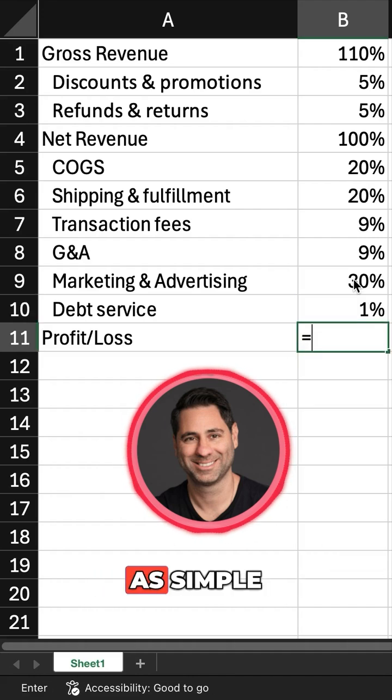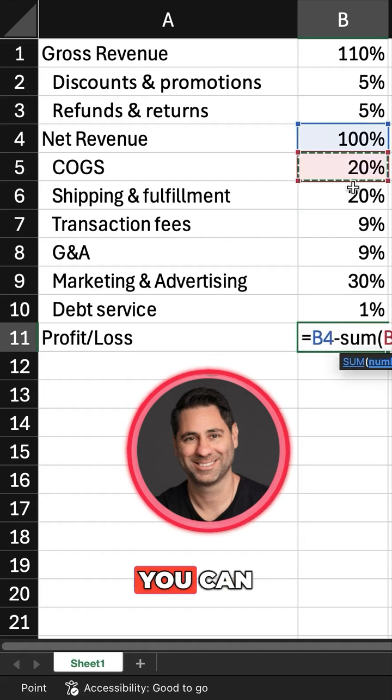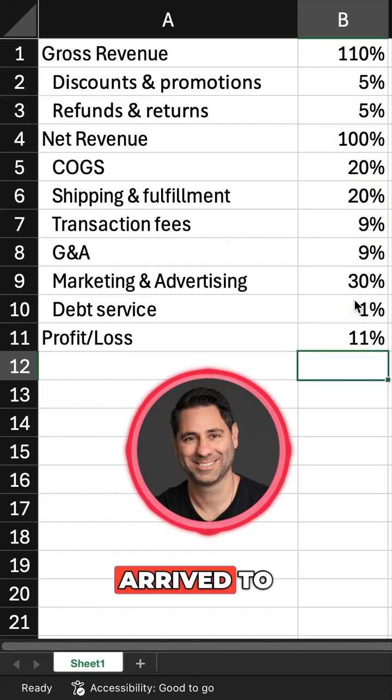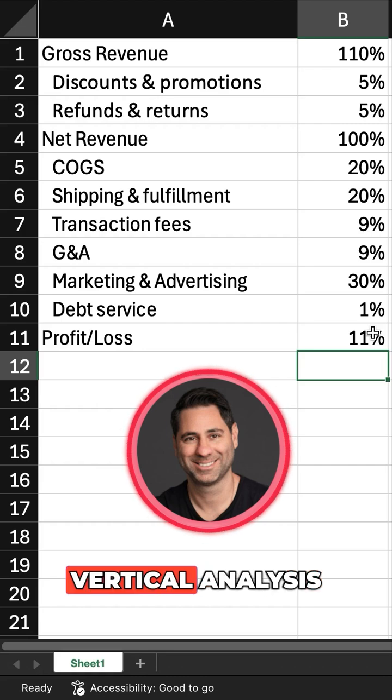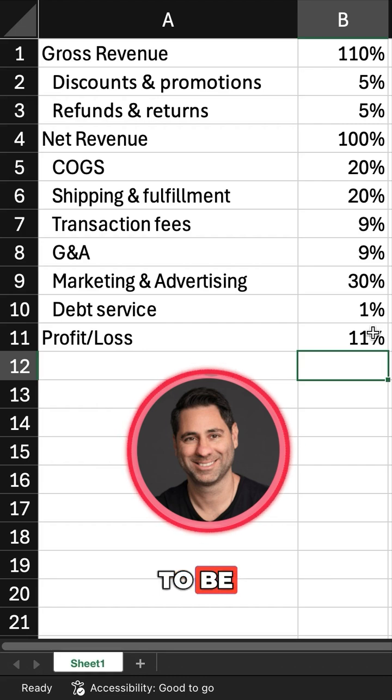So, again, as simple as you can see, we just arrived at our profit and loss. In this case, it's a profit of 11%. So now that you have this vertical analysis, you are going to be able to understand your cost structure much better and then go to the next fun part, which is running horizontal analysis.